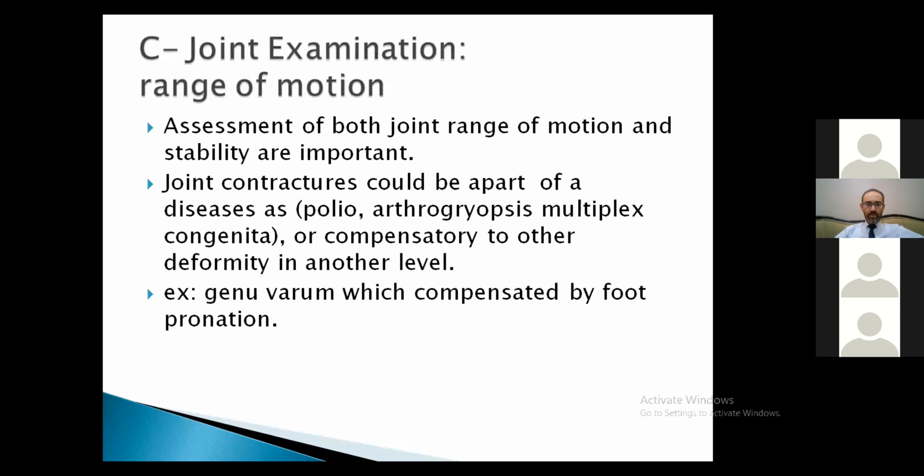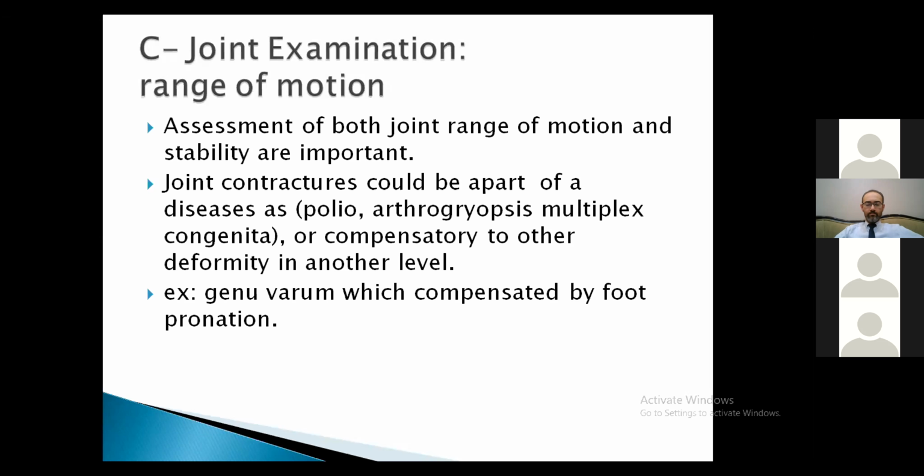C, joint examination. The joint is so important. We examine 2 things in the joint: joint motion and joint stability. Assessment of joint range of motion and stability are important. Joint contractures could be part of the disease, as in polio or arthrogryposis multiplex congenita, or compensatory to the original disease or to another deformity at another level.